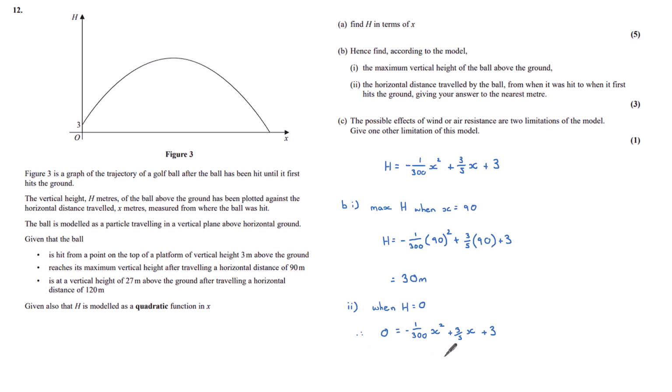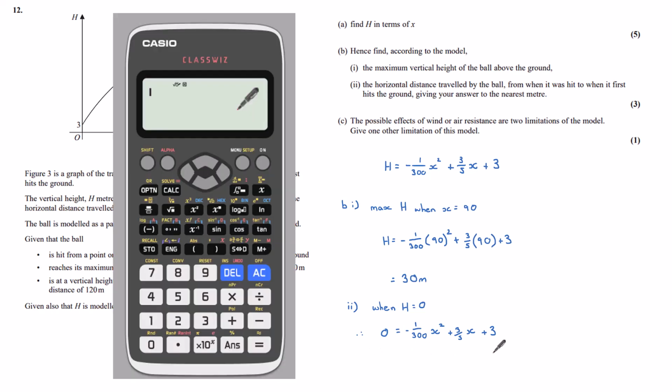At this point, let's jump to our calculator. So if we go to menu, scroll down, we want a here to solve an equation and a function. We're solving a polynomial of degree 2. So my first value is negative 1 over 300. My x coefficient is 3/5, and my c is 3.